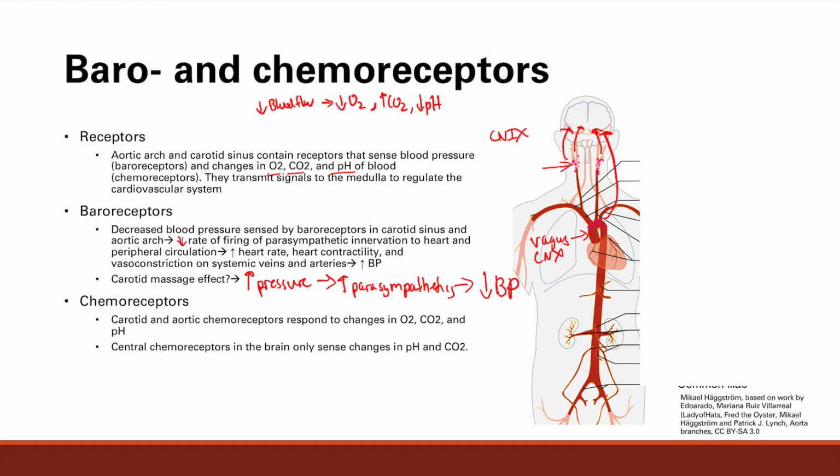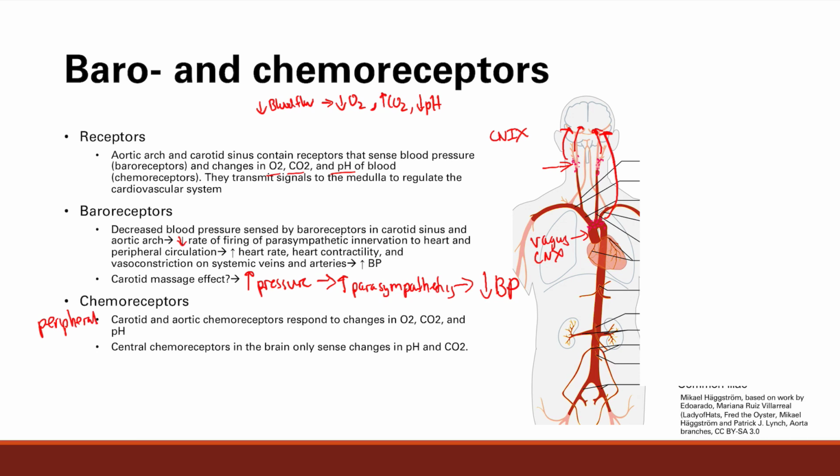Finally, we have the chemoreceptors. Again, there are chemoreceptors at the carotid and the aortic arch. These are termed the peripheral chemoreceptors. We term them that because there are also central chemoreceptors, and those are in the brain. There's a little difference between them. So the peripheral ones respond to changes in O2, CO2, and pH.